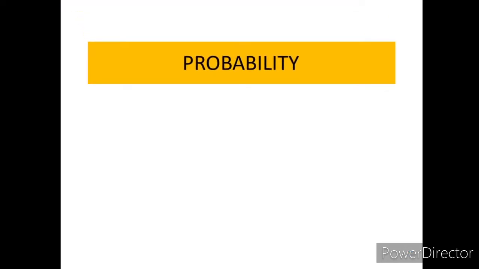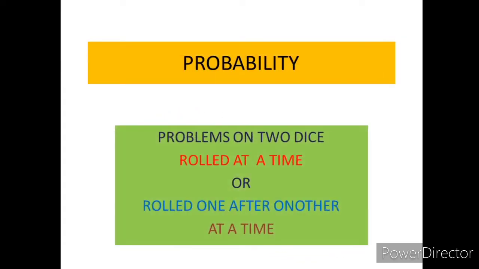Today I would like to explain the probability chapter for 10th class students. In this probability chapter, the subtopic is problems on two dice. Those are rolled at a time or rolled one after another. The topic is specified for two dice rolled at a time or rolled one after another. These two cases give the same sample space.